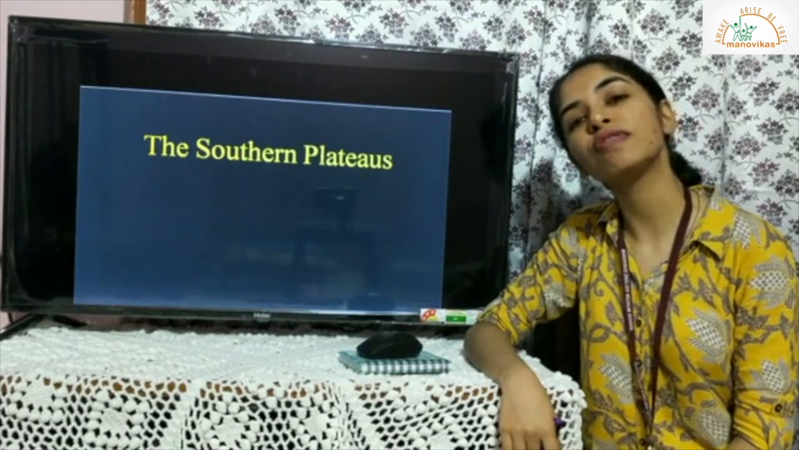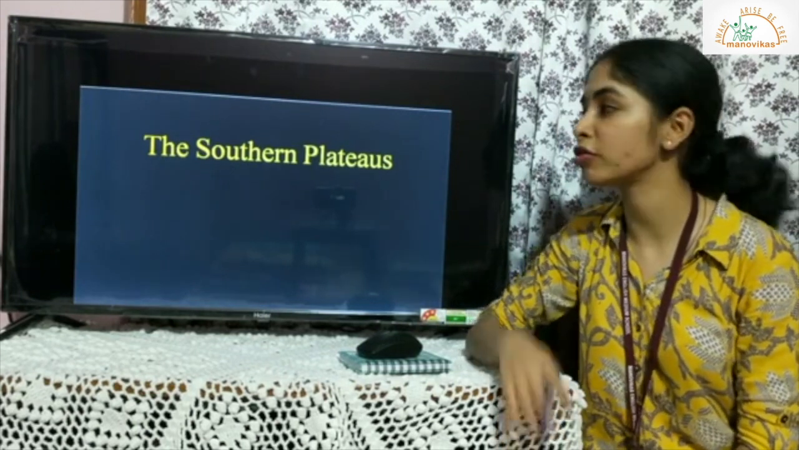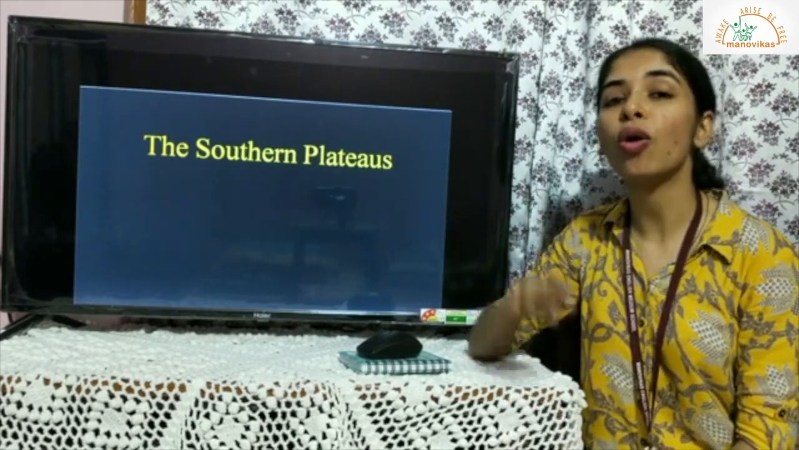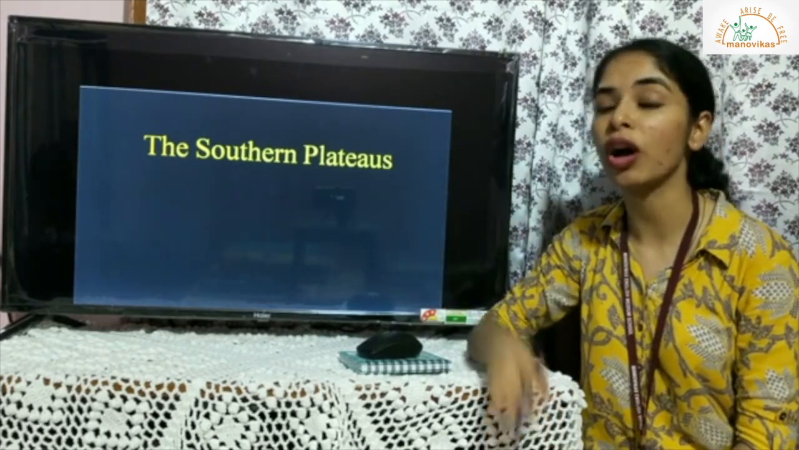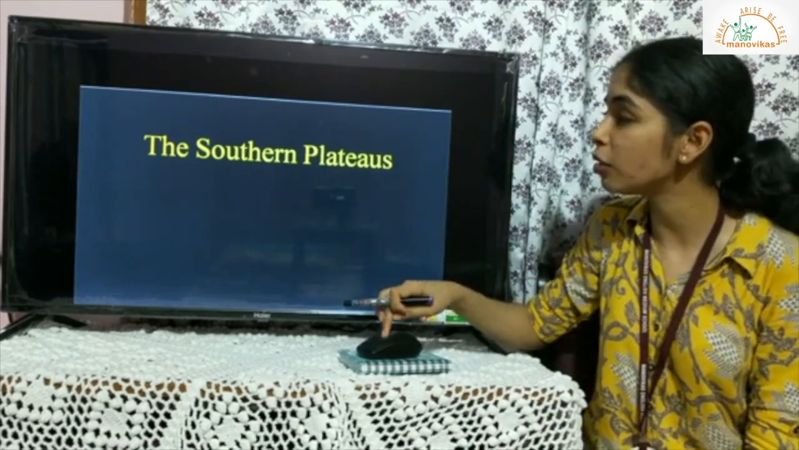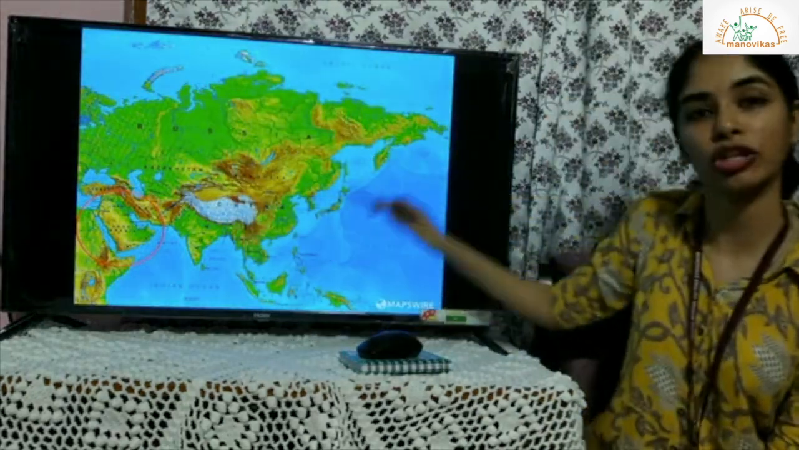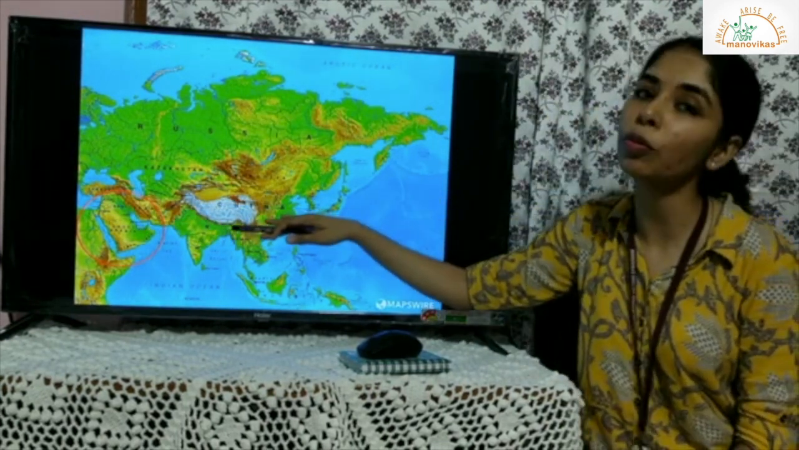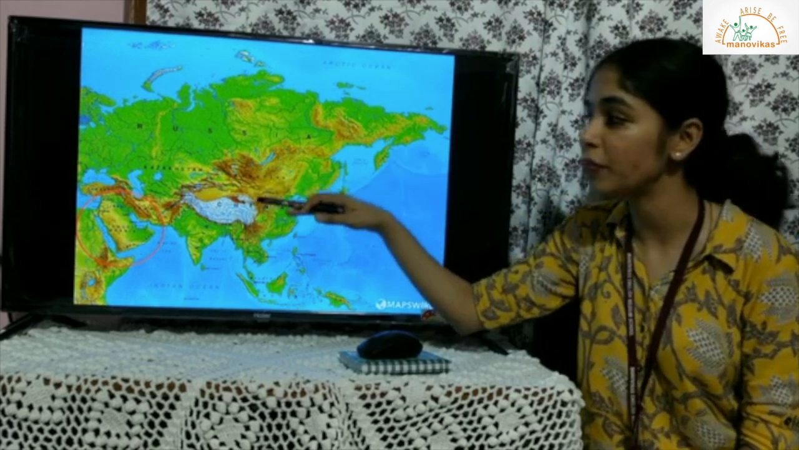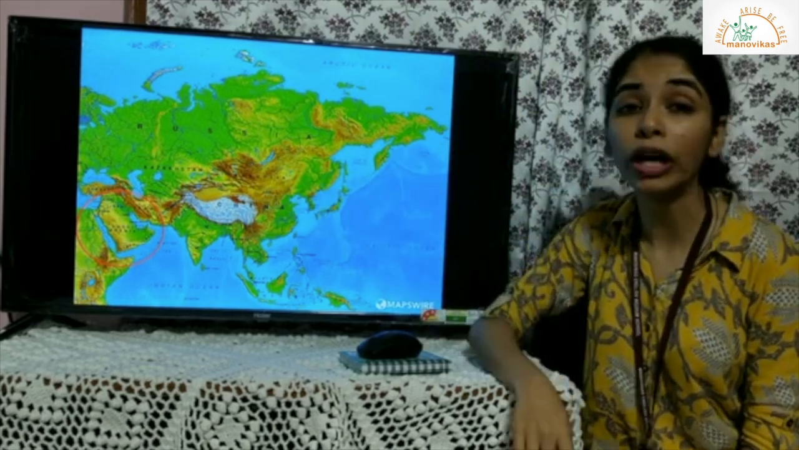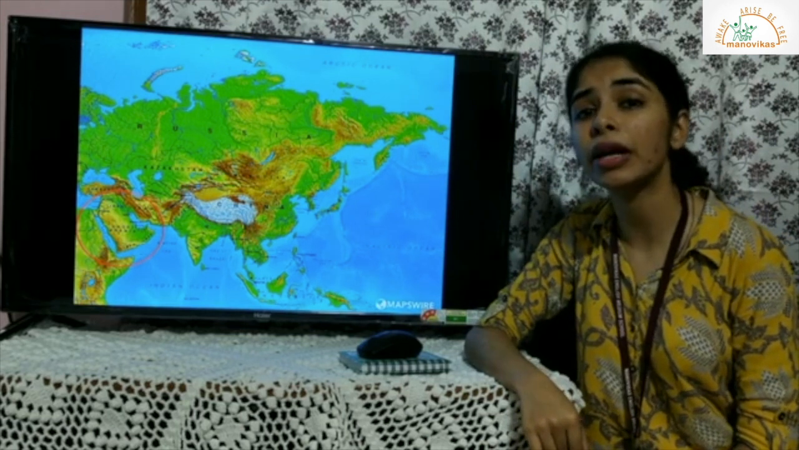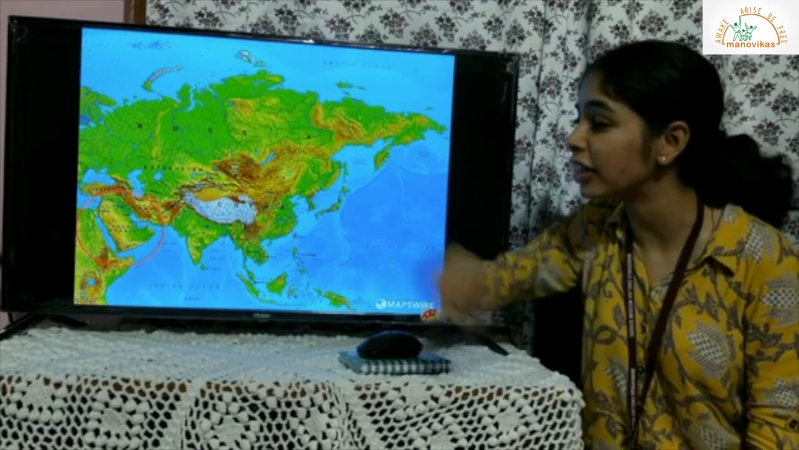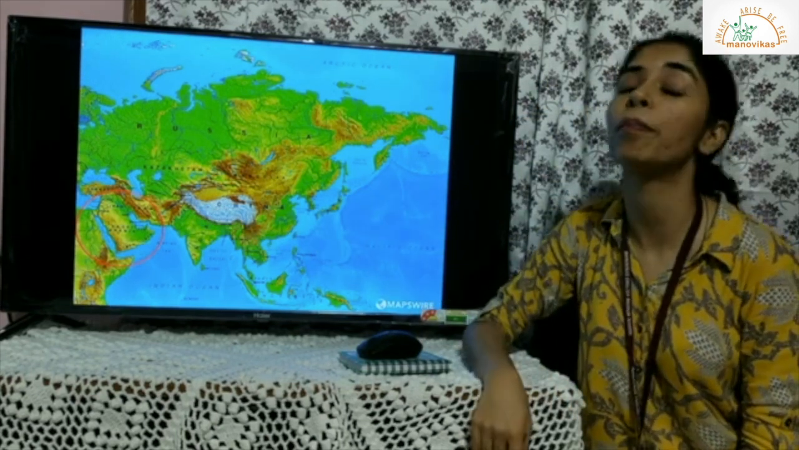Okay, so the first physical division that we shall be talking about today is the southern plateau regions of Asia. Interestingly, all the three plateau regions of Asia are located along its southern margin. Alright, so this is the Asian continent, and all the three plateaus are located along the southern portion of the Asian continent. And all these plateaus are quite old geologically, and they are made up of ancient crystalline metamorphic rocks. And surprisingly, all the three plateaus form peninsulas.